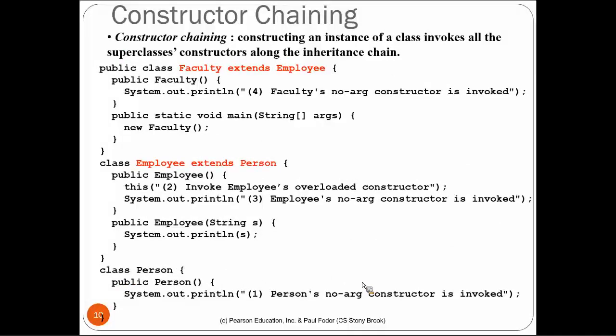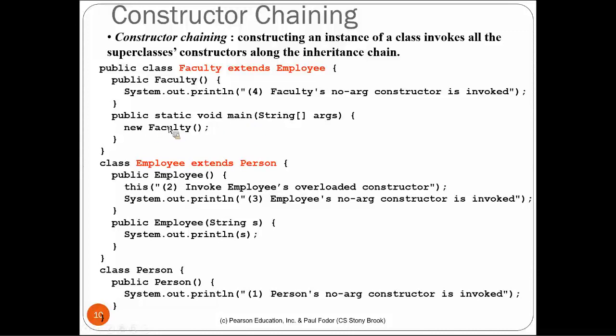So constructor chaining means that when we construct an instance of a subclass, before we can construct the instance of the subclass, the superclass constructor is invoked. But that superclass may also have its own superclasses. So in fact, we have a chain of constructors. The current constructor for the current subclass instance invokes all the superclass constructors along the inheritance chain. So if we define a class faculty that extends employee, and employee extends person, and person by default extends the class object, that's the superclass of all classes in Java.